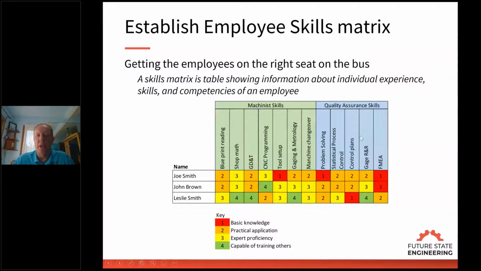Then I have quality assurance skills such as problem solving, SPC, control plans, gauge R&R, and failure modes and effects analysis. So now I can take each person and rate them on a scale of 1 to 4 of where they are on those different skill sets. Number 1 would be basic knowledge. Joe Smith has basic knowledge of tool setup, but I probably don't want him setting up tools until he gets to a level 2, because that would be practical application.